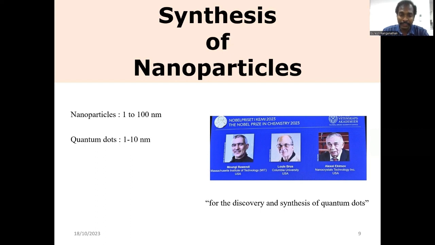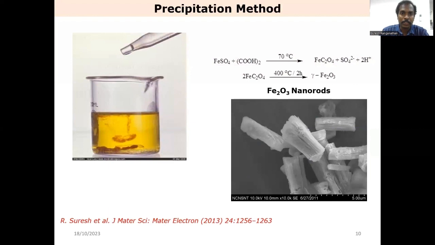So in successive slides, we are going to see different synthesis methods for inorganic nanomaterials. The first method is the precipitation method. In the precipitation method, we need a metal source and a precipitating reagent. The precipitating reagent may be a base or any complexing agent like carboxylic acid.